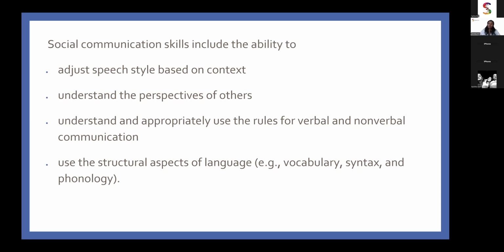And what are the rules of non-verbal communication? The way you have eye contact with the person, how attentive you are while the other person is talking.